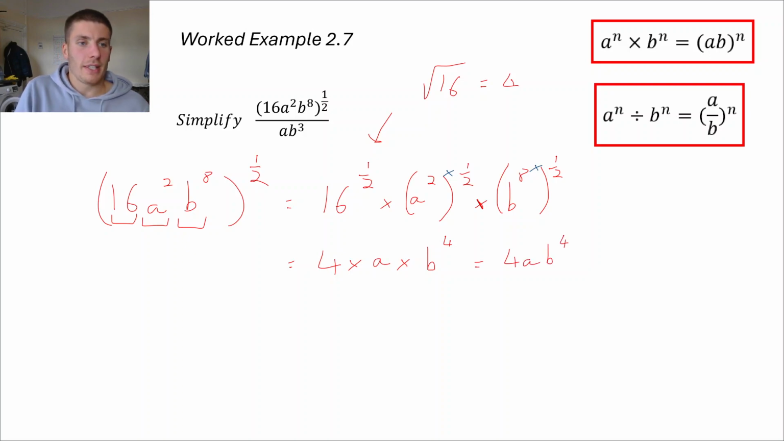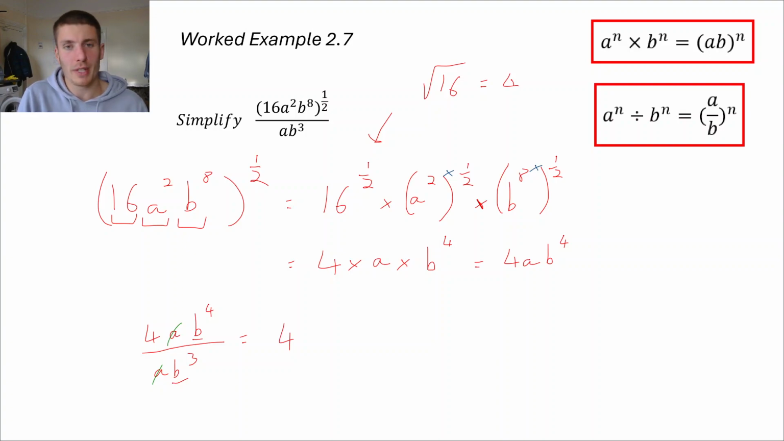So this is the top part: 4ab to the 4, but we are dividing it by ab cubed. Laws of indices again, what's going to happen here? Well, the a's will cancel because we've got a divided by a. And then we've got just 4 on there. We've then got b to the 4 divided by b cubed: take away the powers, same base, 4 take away 3 is 1, so just 4b. And that is your answer for this one.